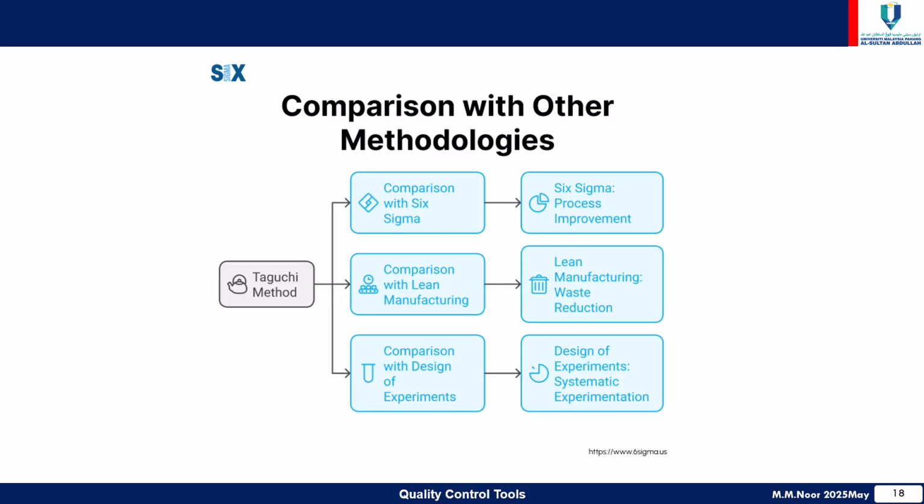So this is the comparison with other methodologies. If the Taguchi method is compared with Six Sigma, Six Sigma is process improvement. What if the Taguchi method is compared with lean manufacturing? Lean manufacturing is more focused on waste reduction. And the last one, if the Taguchi method is compared with design of experiments, design of experiments is focused on systematic experimentation.